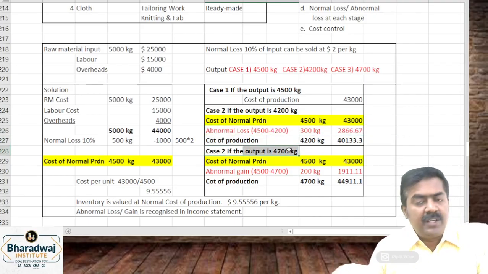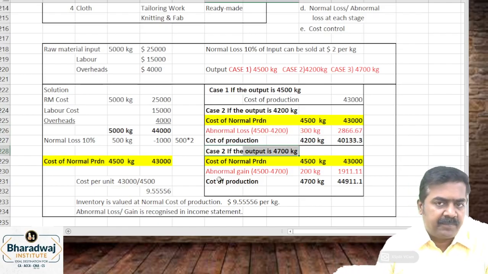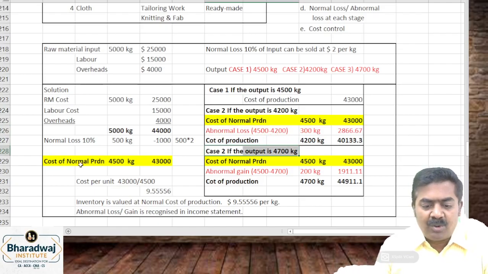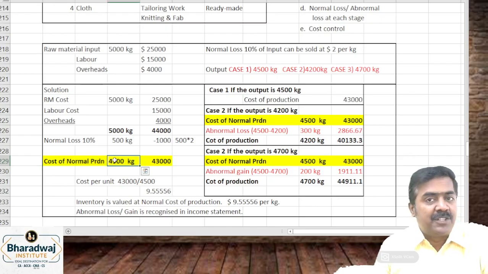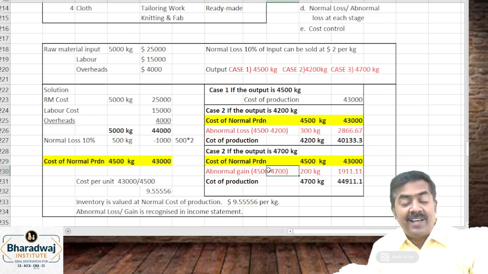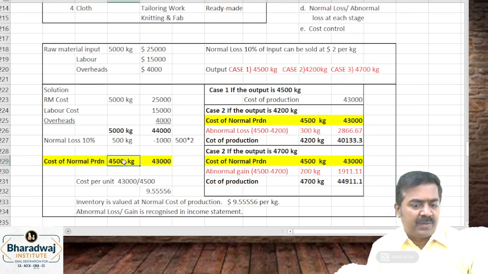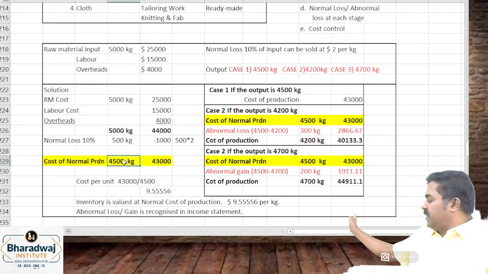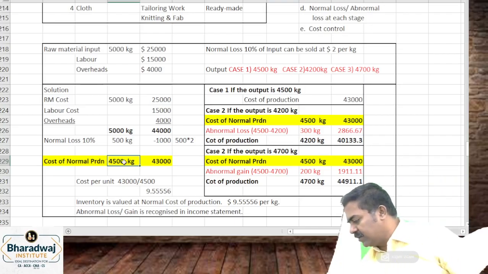If the output is 4,700 kg, then you are getting more than the normal production. Expected production is 4,500, and we are even avoiding the normal loss. There is an abnormal gain. We should have got 4,500 kg, but we got how much?